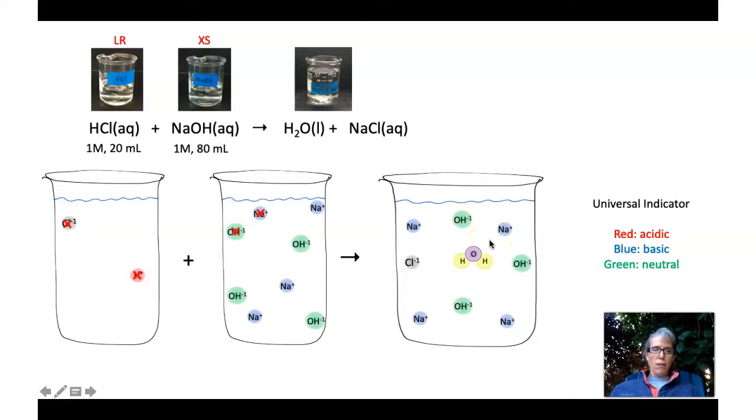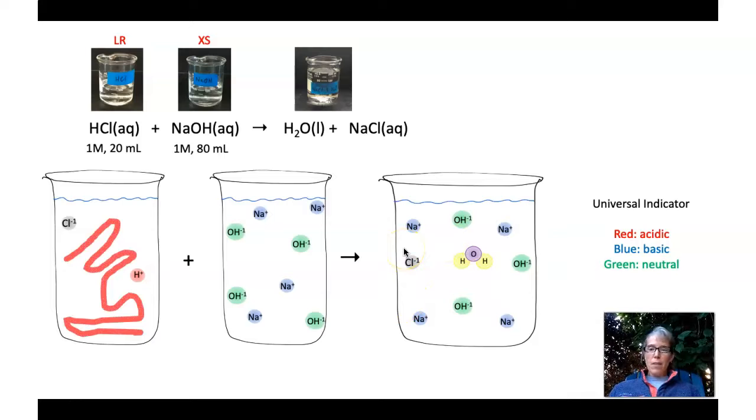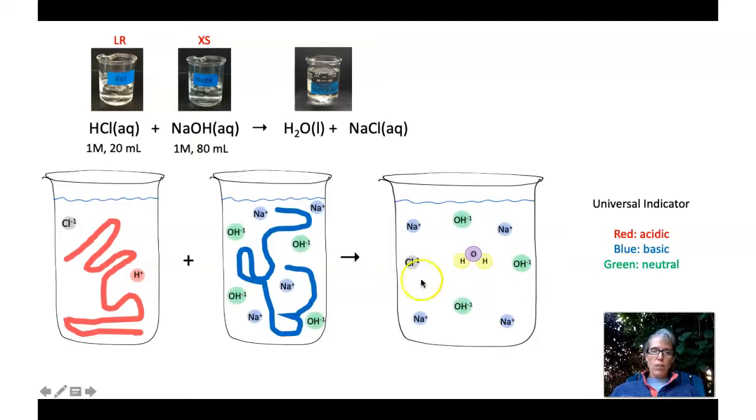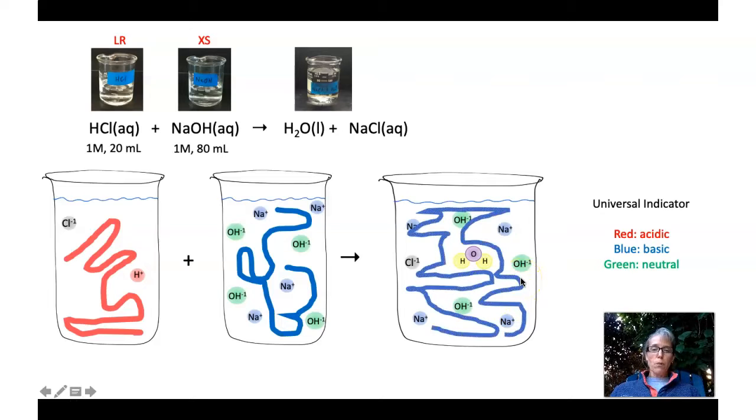Okay, now what about the colors? Well, the reactant is acid, so the universal indicator would look red. The second beaker contains a base, so that one would look blue. And the product, I don't see any red hydrogen ion here, but there's plenty of leftover hydroxide, so the product beaker would appear blue.